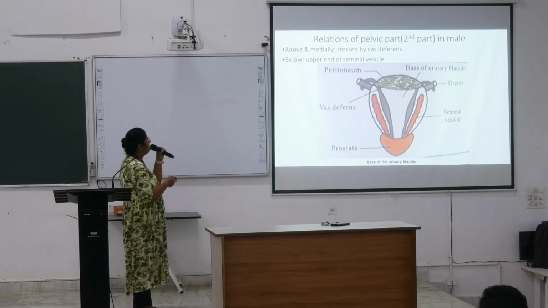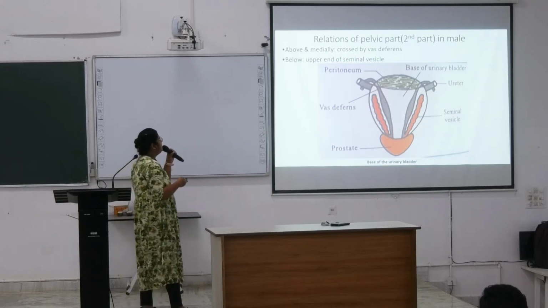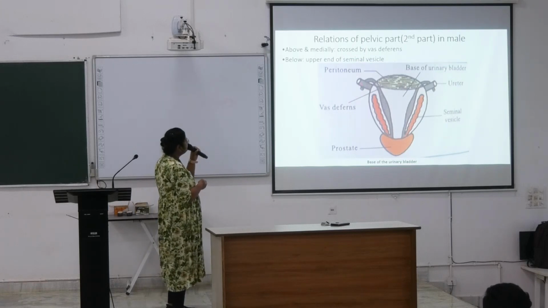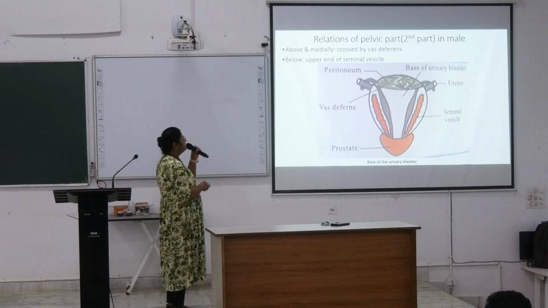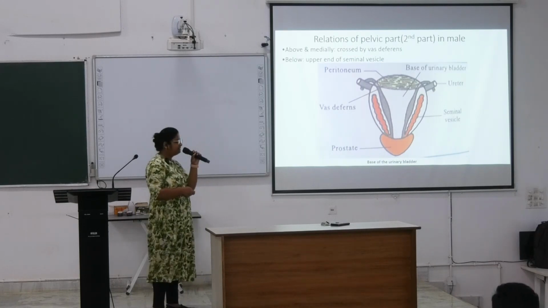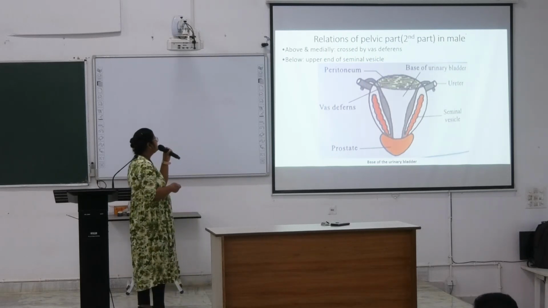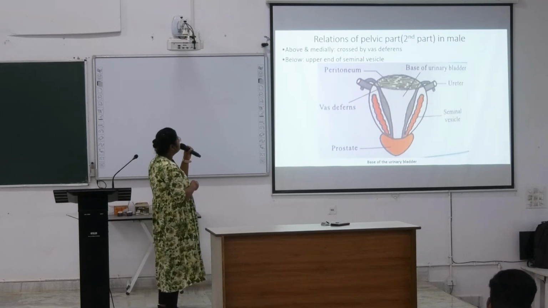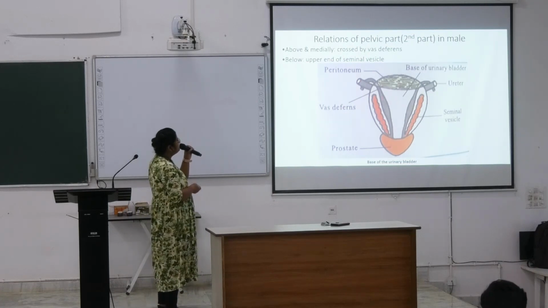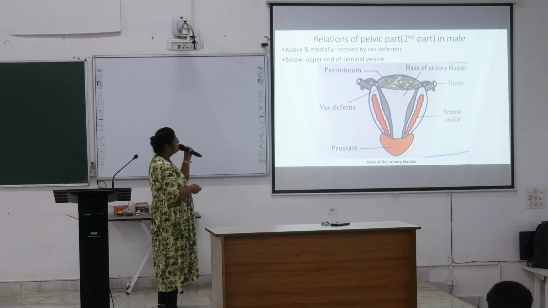Next, relations of the second part of the pelvic part of the ureter in male. Above and medially, see, the ureters are draining into the urinary bladder, and these are the vas deferens hooking above the ureter. Here is formed the ampulla of the vas, joining with the seminal vesicles forming the ejaculatory duct, draining into the urethra in the prostatic part. So the ureter is crossed above and medially by the vas deferens and below by the upper end of the seminal vesicle. Okay, this is the seminal vesicle.